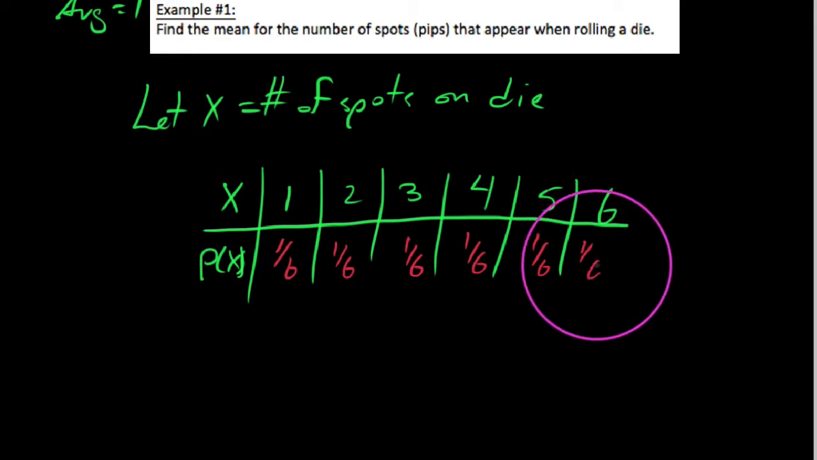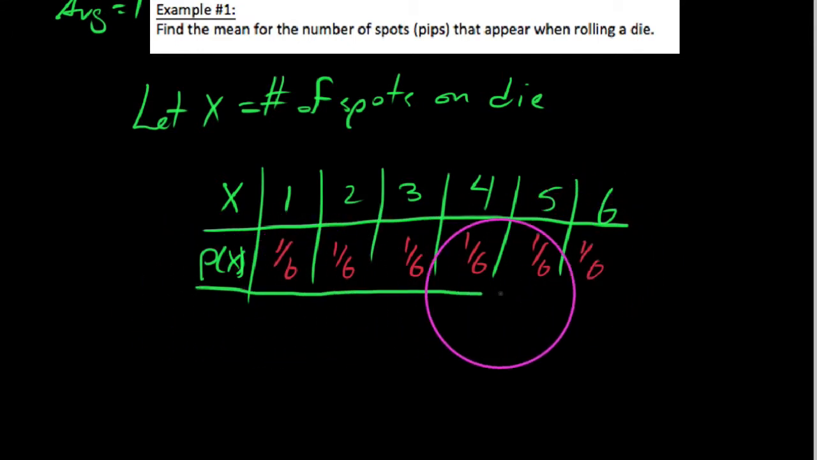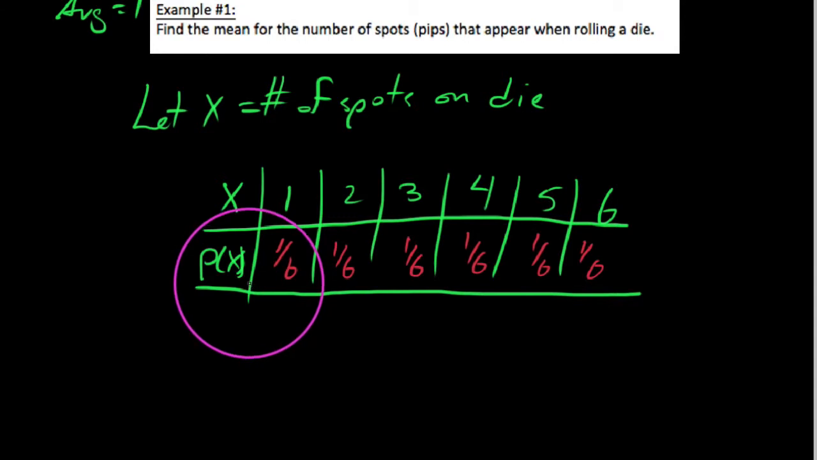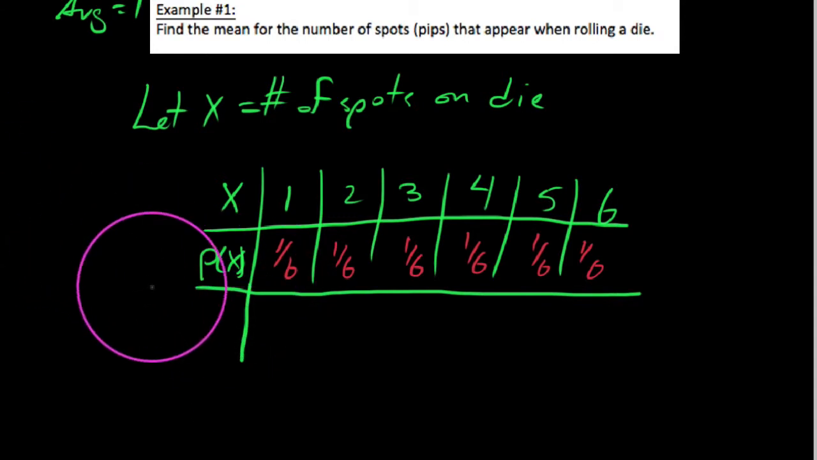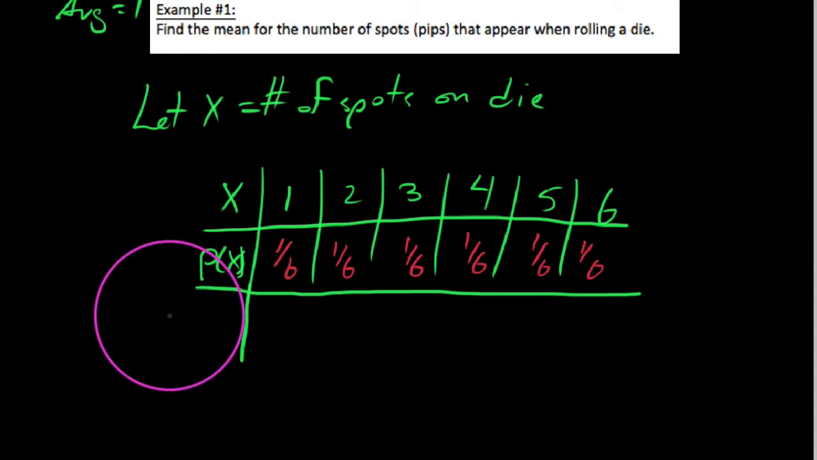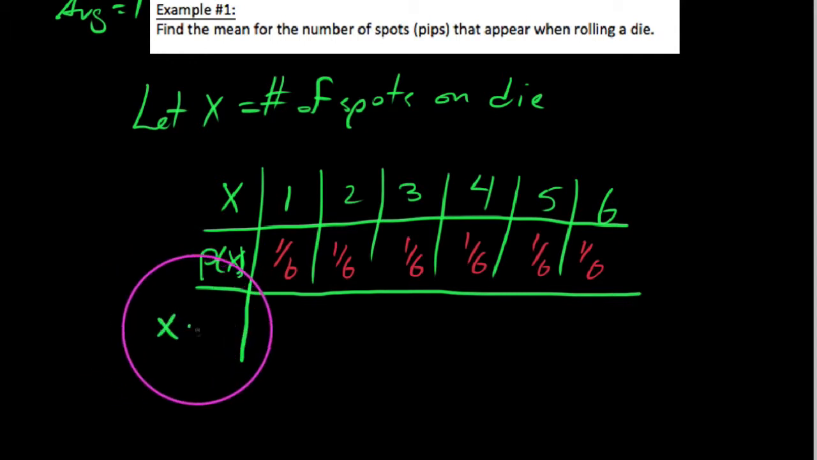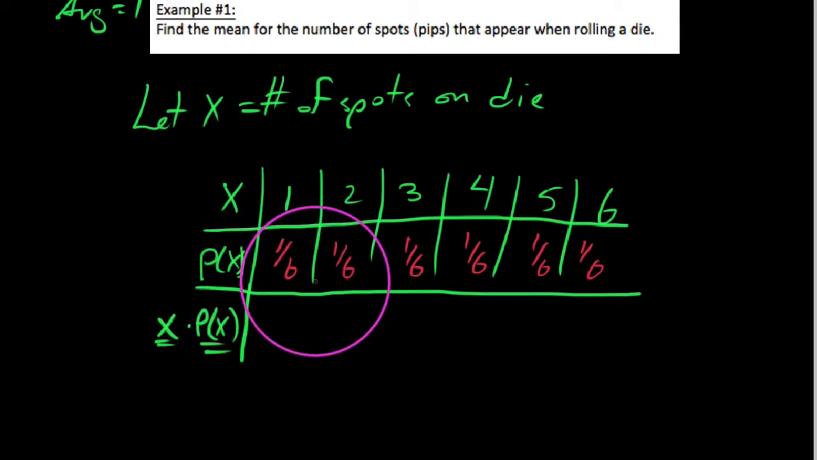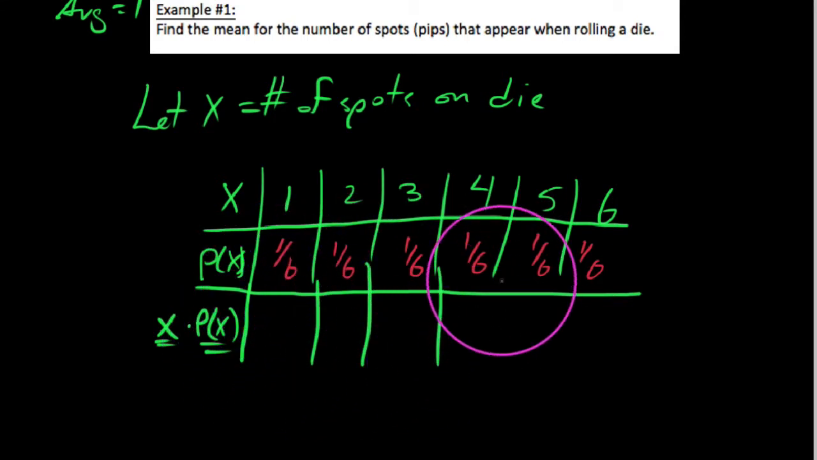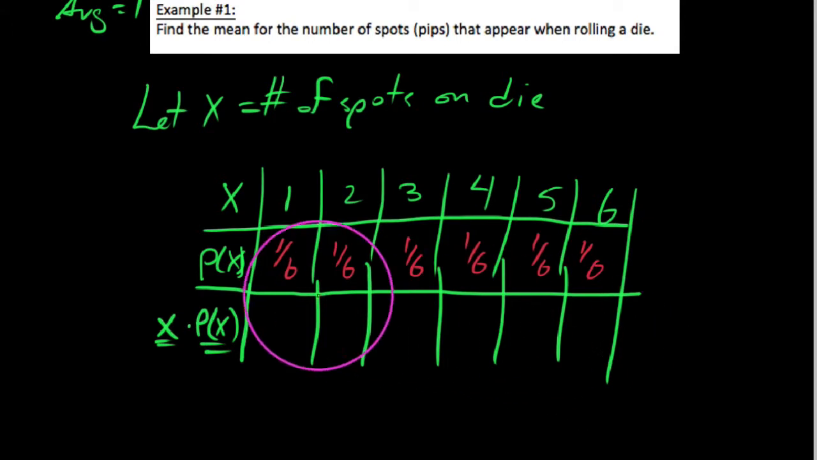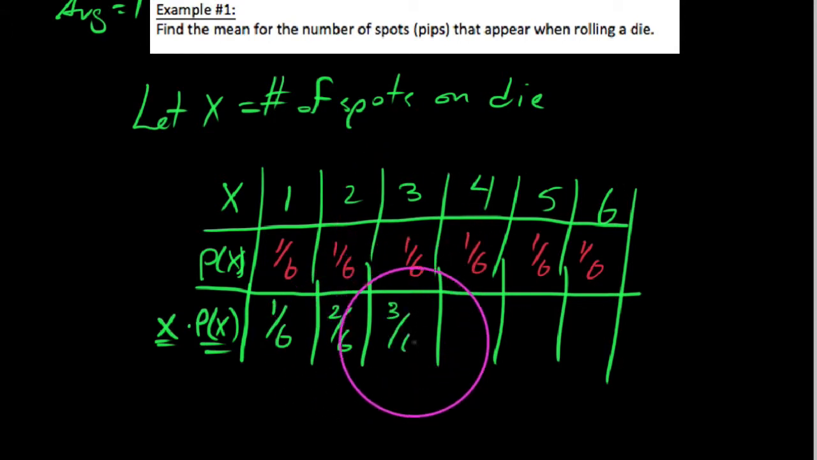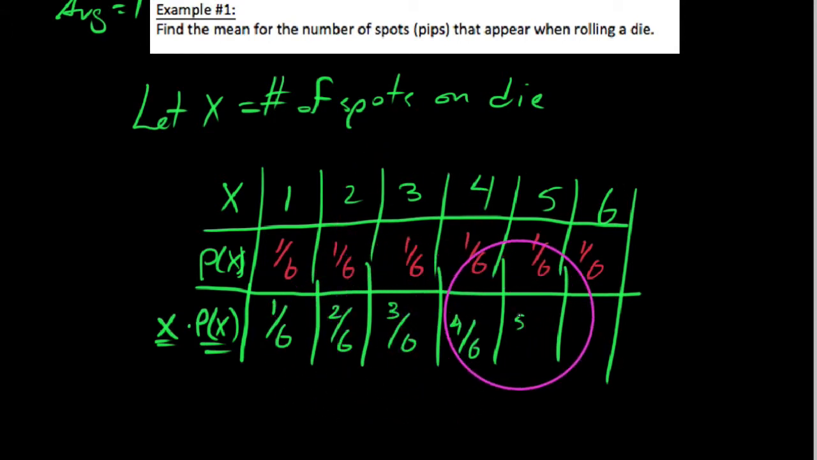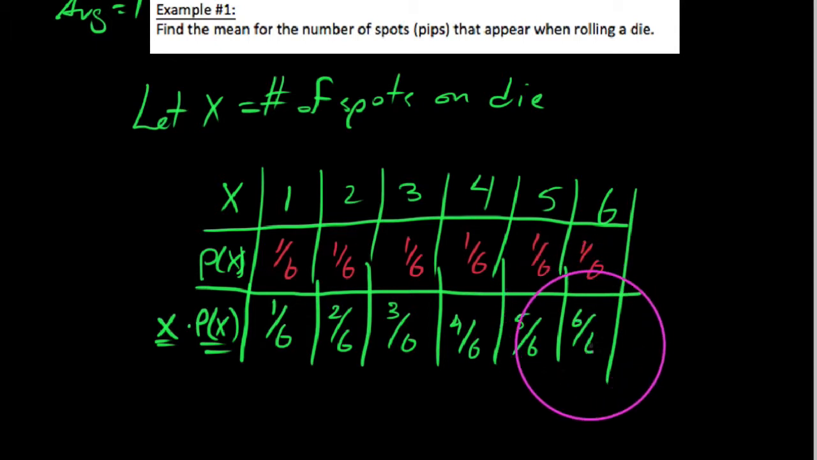But the simple fact is we want the average number of pips that show up on the die. So just like we did prior to this, we're going to build in a third row on this table in order to find the average. This row represents the product of everything that can happen with the probability that it does. If we fill out the rest of this table, 1 times 1/6 is 1/6. 2 times 1/6 is 2/6. 3 times 1/6 is 3/6. This will be 4/6, this will be 5/6, and this will be 6/6.